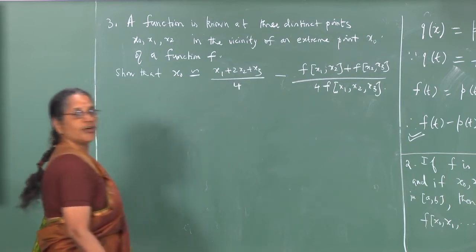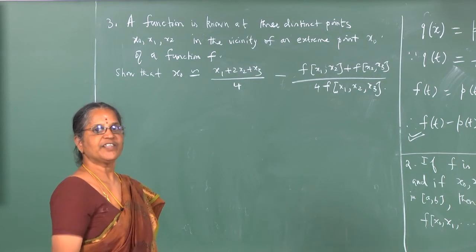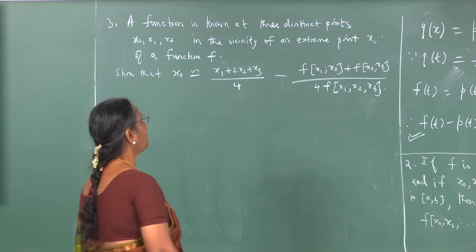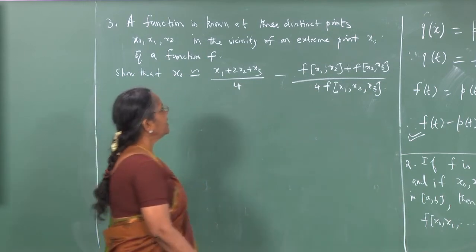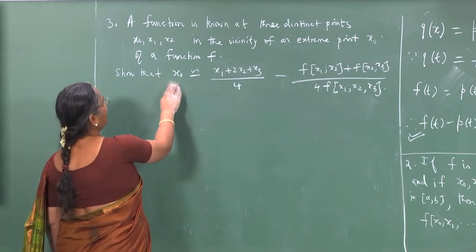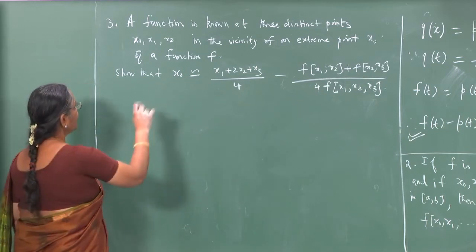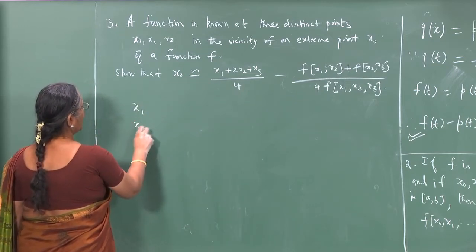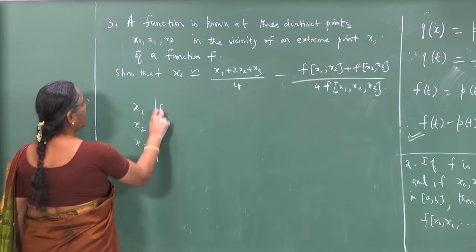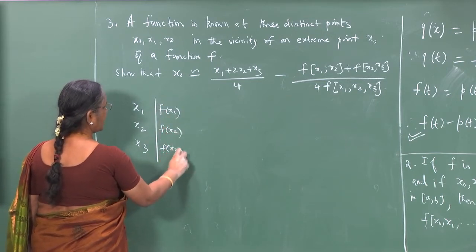So, if you know information about a function at a set of 3 distinct points which lie in a neighborhood of an extreme point x naught of that function, then you can approximately get the extreme point x naught by computing the right hand side. So, what does it say? You have information at x1, x2, x3 about this function. So, the corresponding values are f of x1, f of x2, f of x3.